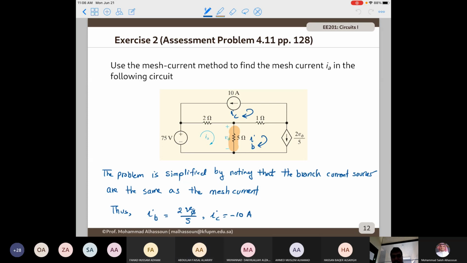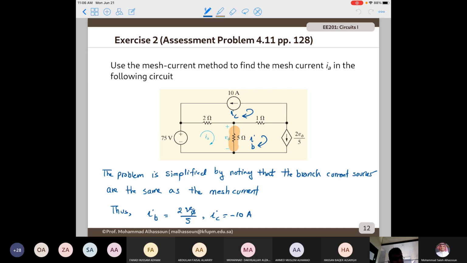Okay. So it means that if you want to reverse the direction of this, you need to be careful when you apply the mesh current and mesh A as well.